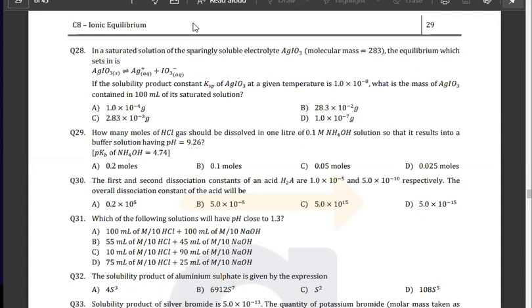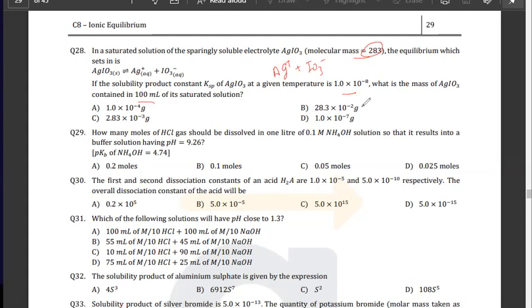In a saturated solution of sparingly soluble AgIO3, Ag+ and IO3-, molecular mass is given. The equilibrium which sets in is this. I have already told you. Ksp is given. What is the mass of AgIO3 contained in 100 milliliter of its saturated solution?